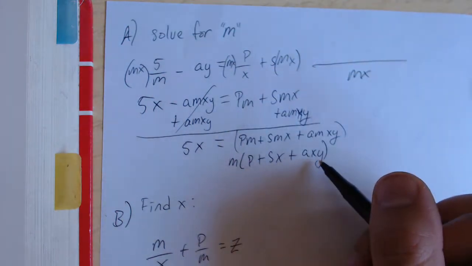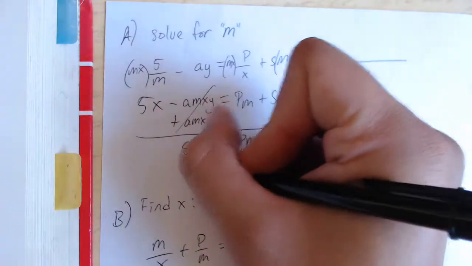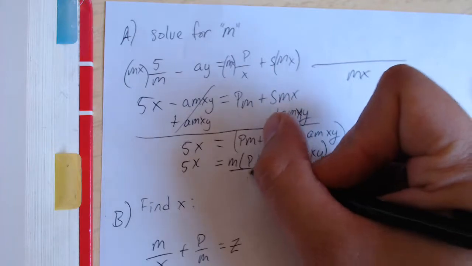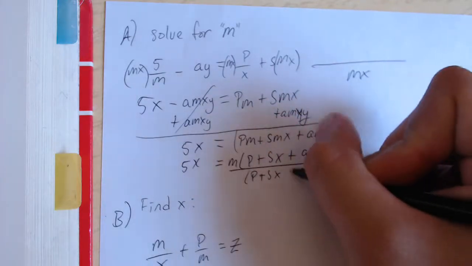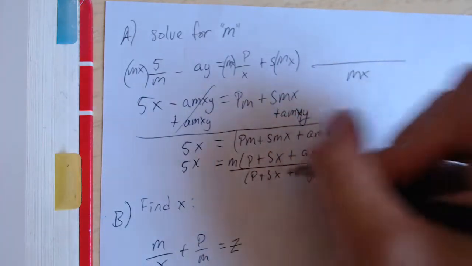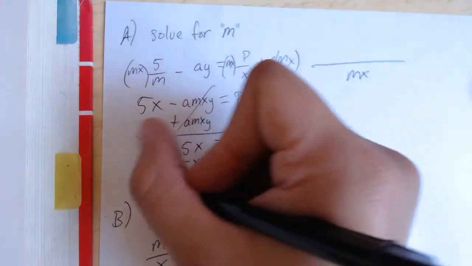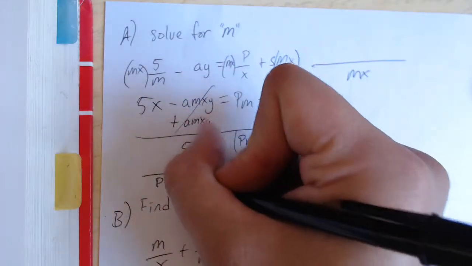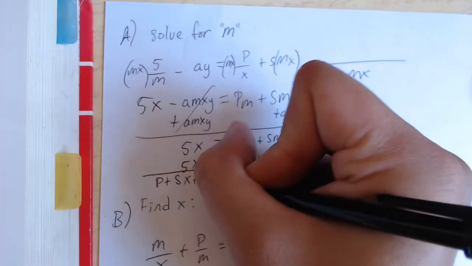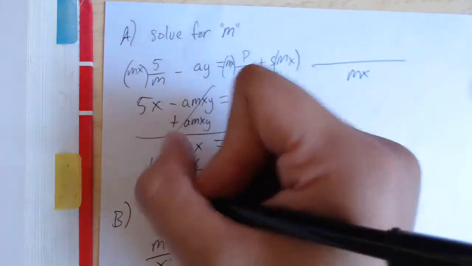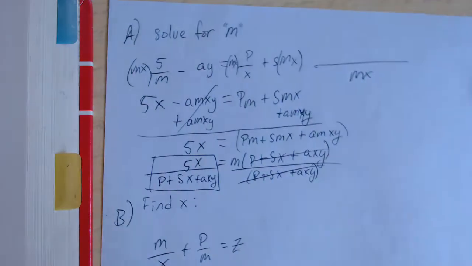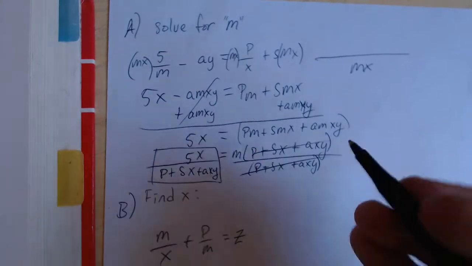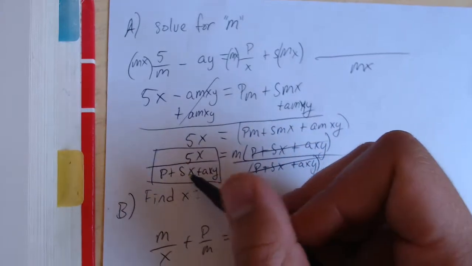We can think of this whole term as one idea, and that equals 5x. So the last thing to do is to divide by that term. That cancels, and then we divide this side by p plus sx plus axy, and then we have the value for m. That works out pretty well. That would be our final answer, because all we have left on this side is m. m is equal to all of that.